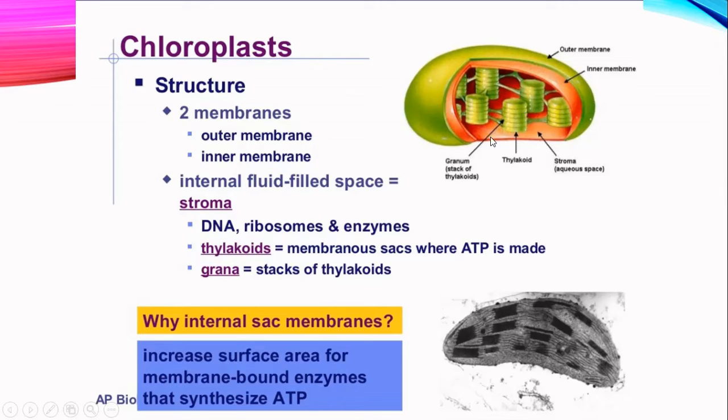So this is the aqueous stroma. So parang may fluid in between when we say aqueous. So a group of thylakoids is called granum. So granum, a group of thylakoids. So internal fluid space, we have the stroma and DNA. Where could be found the DNA, the thylakoids, and the grana.